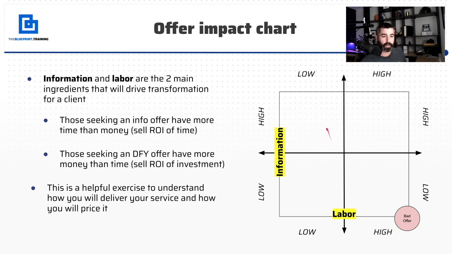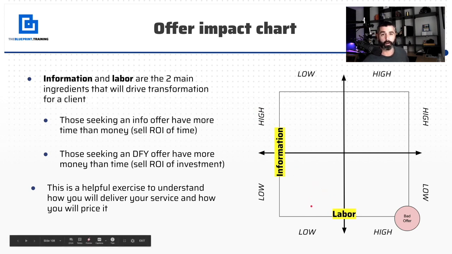So what we're looking at here with this chart is very simple, right? Information on the left-hand column: in the bottom quadrant, it's going to be low information or low expertise. On the upper left, it's going to be higher information or expertise. Same thing with labor. The lower left-hand quadrant is going to require low labor in order to deliver. The right-hand quadrant is going to be high labor in order to deliver.